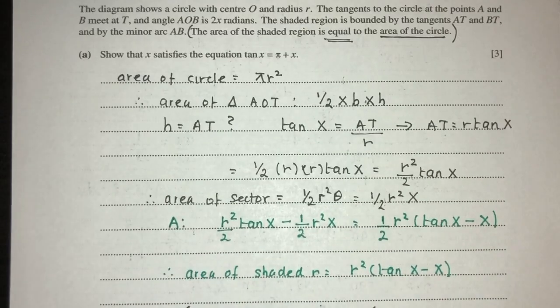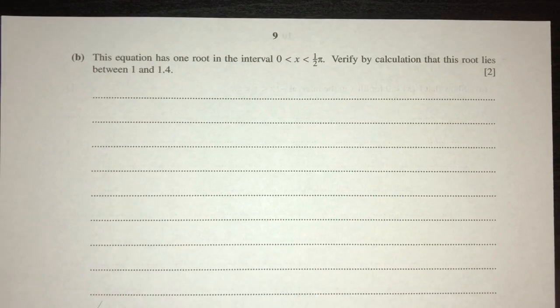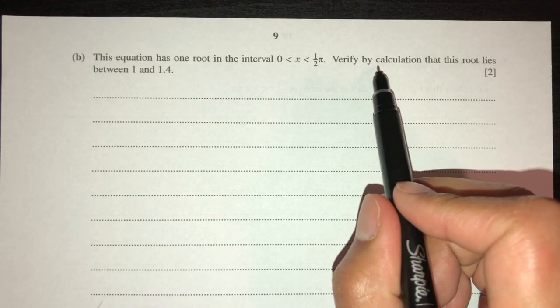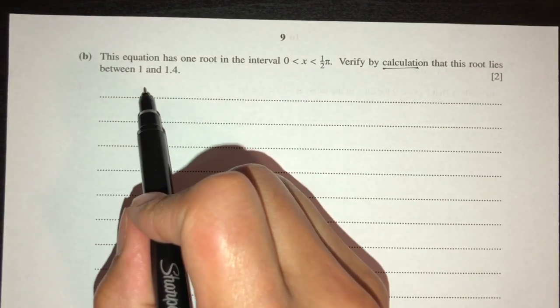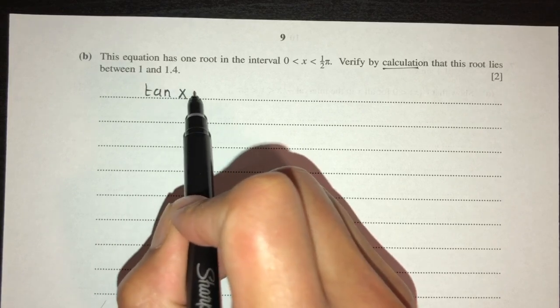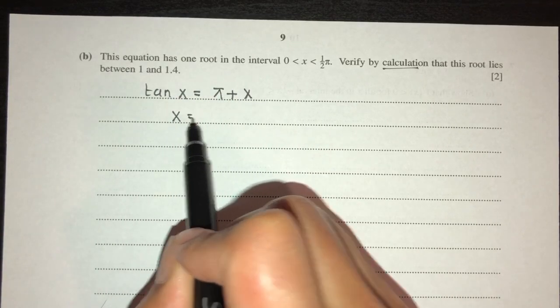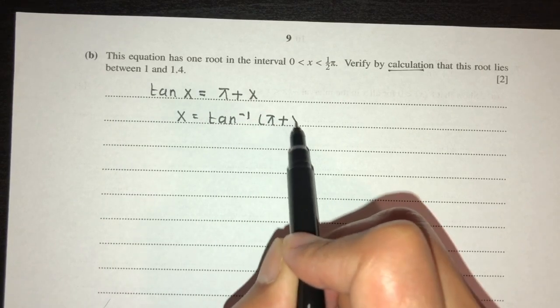Okay, that will be part A. Now let's move on to part B. This equation has one root in this interval. Verify by calculation that this root lies between this. So as you have seen, we have tan x equal to pi plus x, which means x is equal to tan inverse of pi plus x.